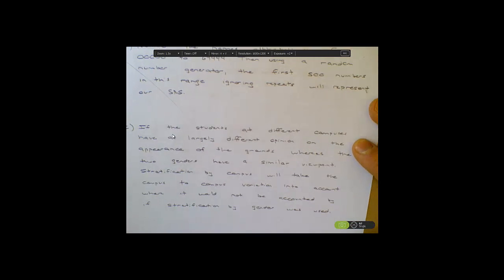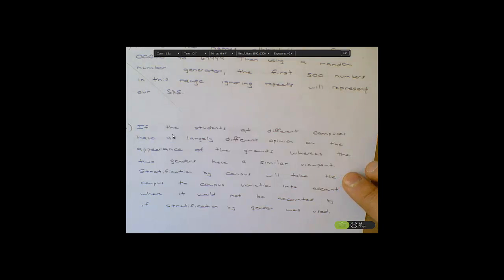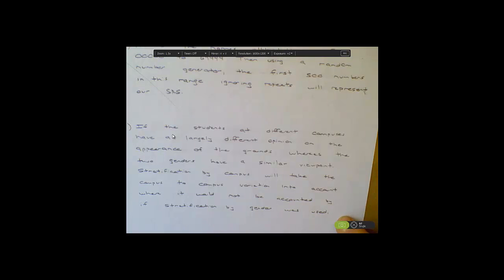So in my response here, I said that if the students at different campuses have a largely different opinion on the appearance of the grounds, where the two genders have a similar viewpoint, then stratification by campus will take into account the campus-to-campus variation, when it would not be accounted for if stratification by gender was used. So what I'm saying is, if we just randomly sampled some men and some women, but they were at different campuses, that difference in opinion by campus would never show up. And that's what it's trying to explain in the scoring rubric.